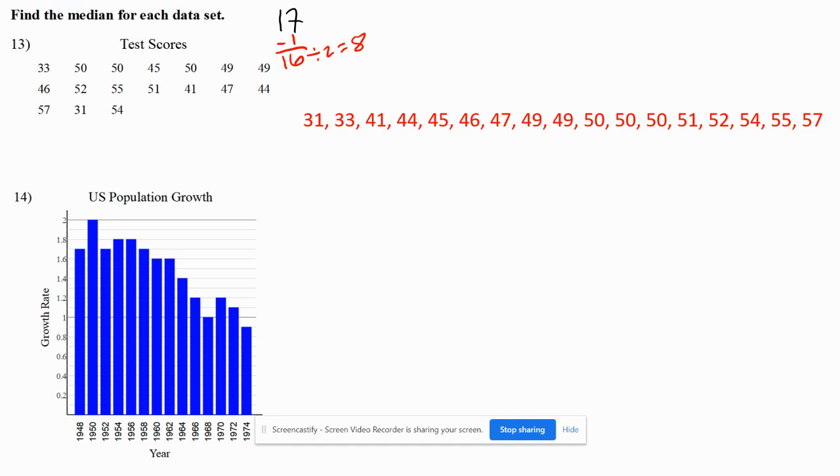So let me draw a line such that I have 8 numbers on each side of my line. I'm going to draw this line. I happen to have 8 numbers on each side. That number where my line went through, that's the median. Median basically means the number in the middle. So the median in this case is 49.